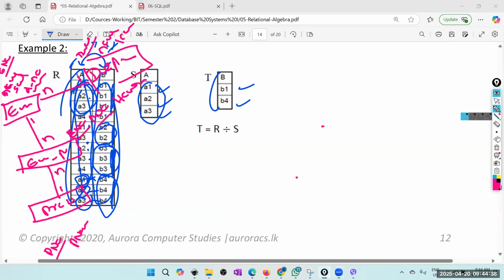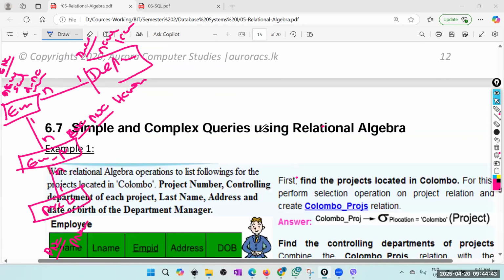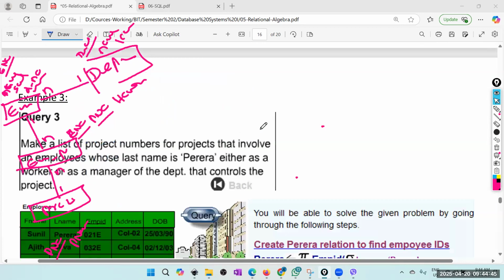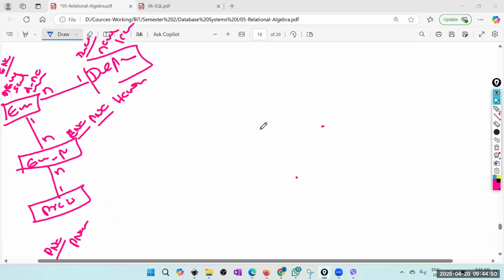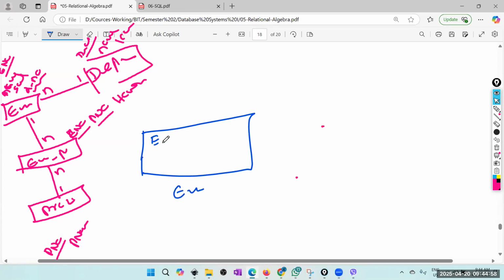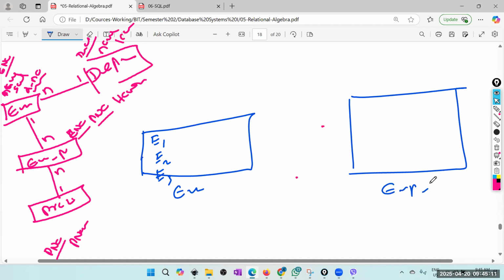Now, if you take this example, see whether you can look at it in a practical manner. Say this is my employee table. I have employee 1, employee 2, employee 3. Other fields I have not shown. And then I have the employee project table. Then I have the project table.